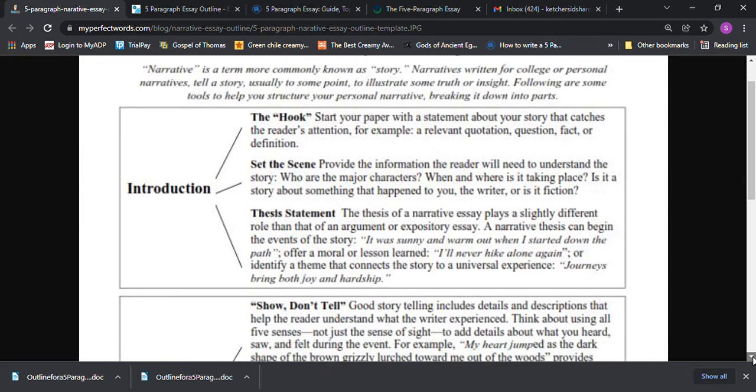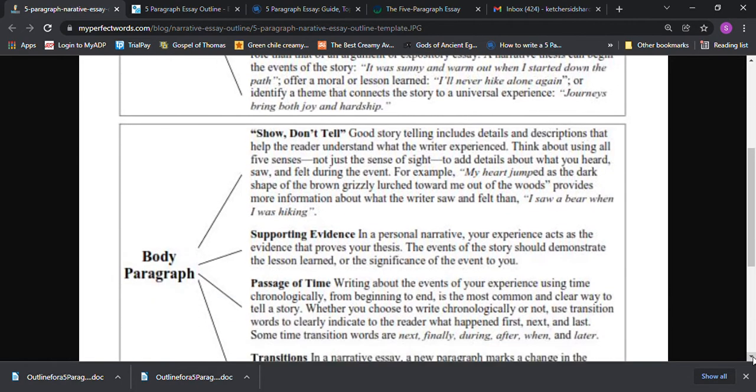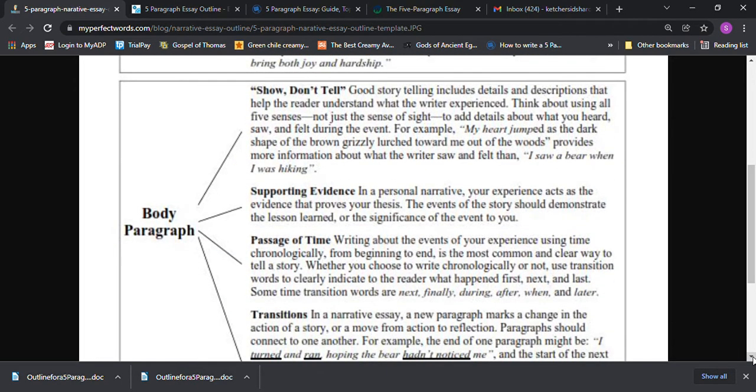So then it says show, don't tell. Good storytelling includes details and descriptions that help the reader understand what the writer experienced. Think about using all 5 senses, not just the sense of sight, to add details about what you heard, saw, and felt during the event. For example, my heart jumped as the dark shape of the brown grizzly lurched toward me out of the woods provides more information about what the writer saw and felt than I saw a bear when I was hiking.